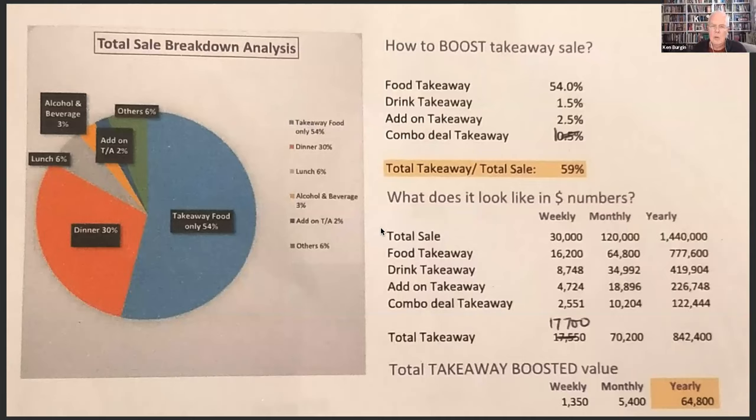So on the menu online, I'm talking about Uber, Deliveroo, and my direct online, I will ask, if you want crispy chicken, would you like steamed rice? Would you like to have some vegetable? This doesn't have to be an add-on, but it's a suggestion of a complementary dish.